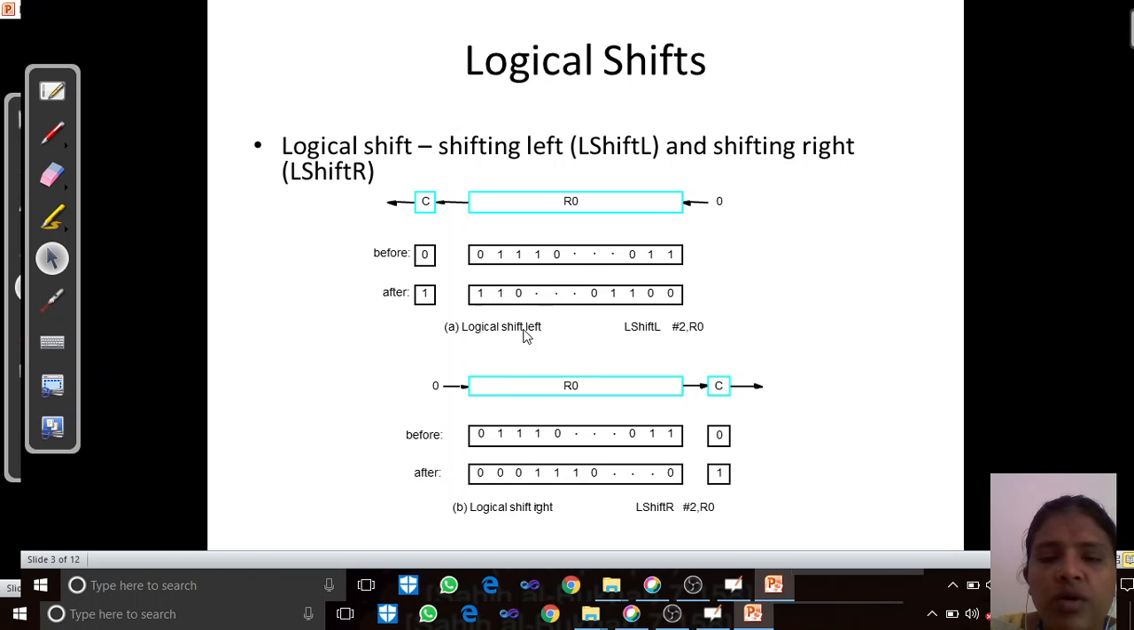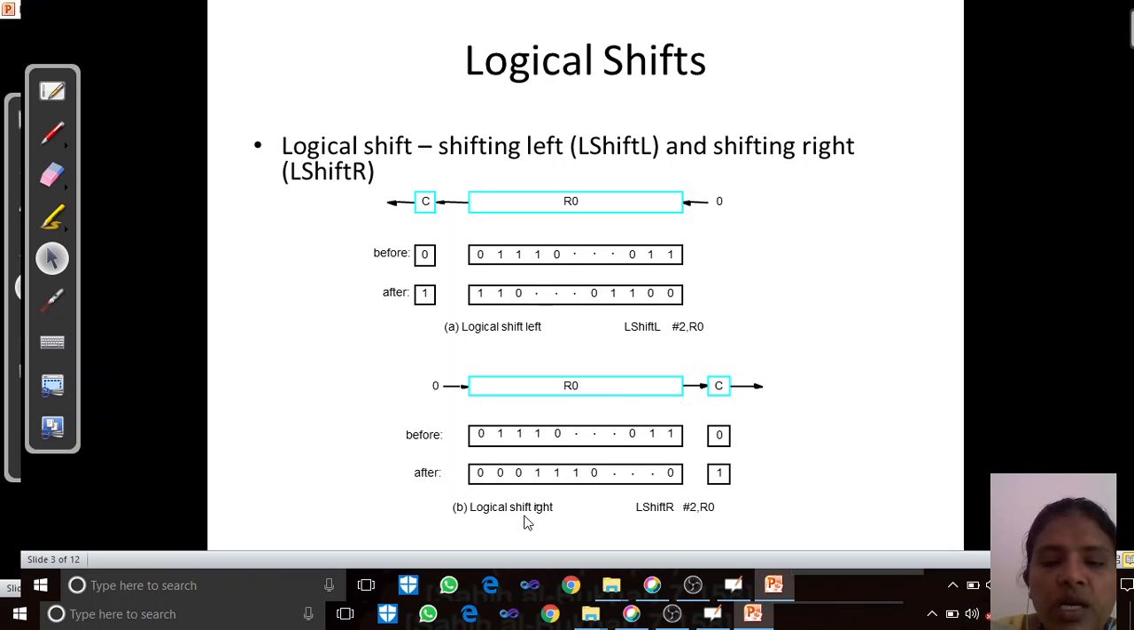Here the instruction is logical shift left, LShiftL immediate 2 to R0. That means shift the contents of R0, how many bits? 2 bits, you have to shift 2 times. Once you shift, this one will come here, and a 0 is added. Another time you shift, another 0 is added. This is how they are pushed, and one carry will be set. So 2 times you shifted, this 0 is discarded, another 0 is discarded, and this one has appeared here.